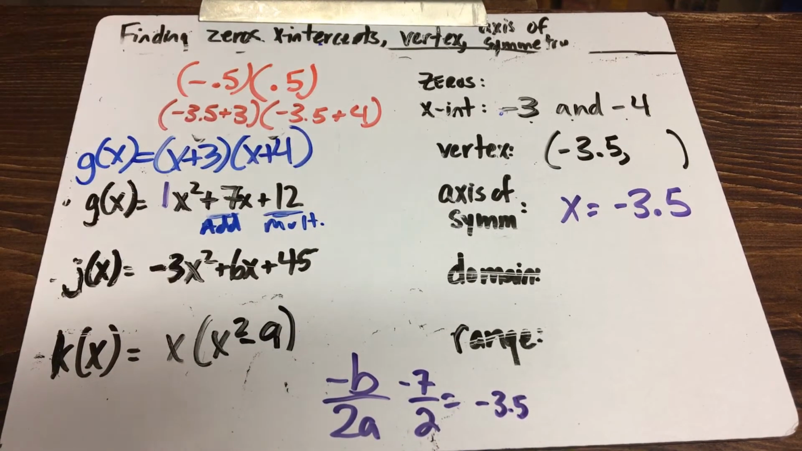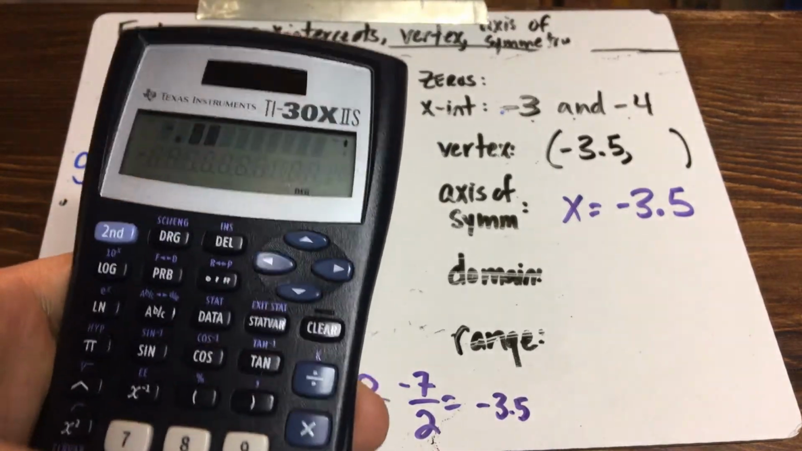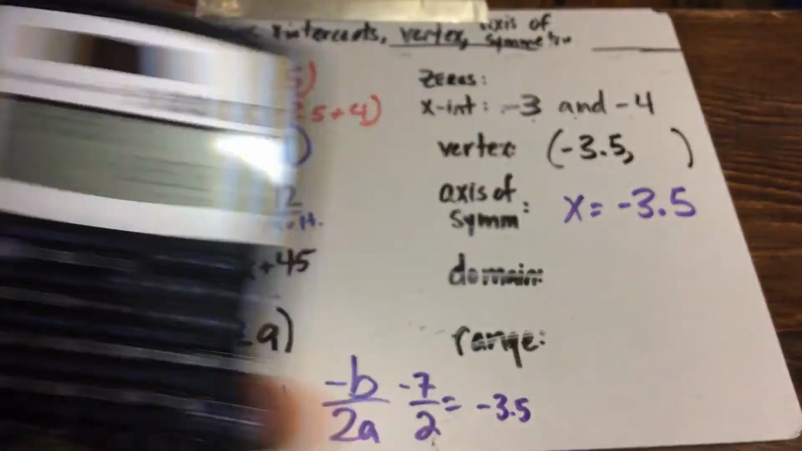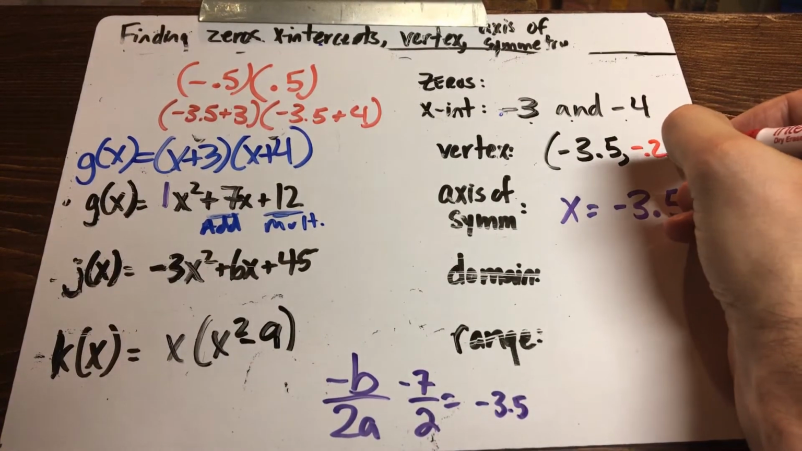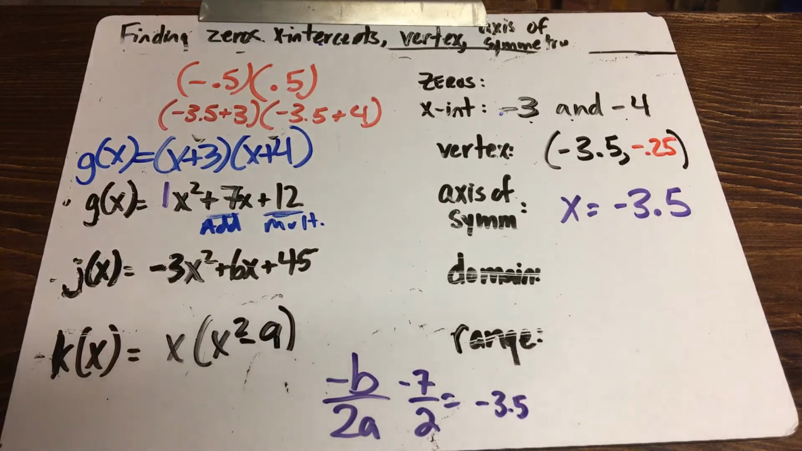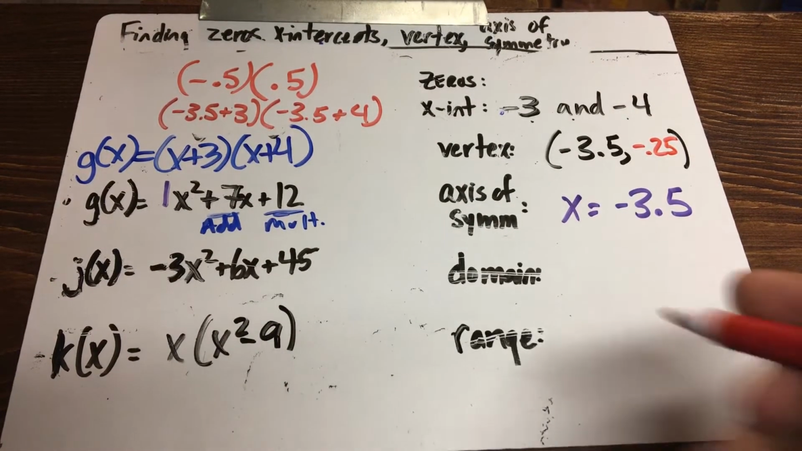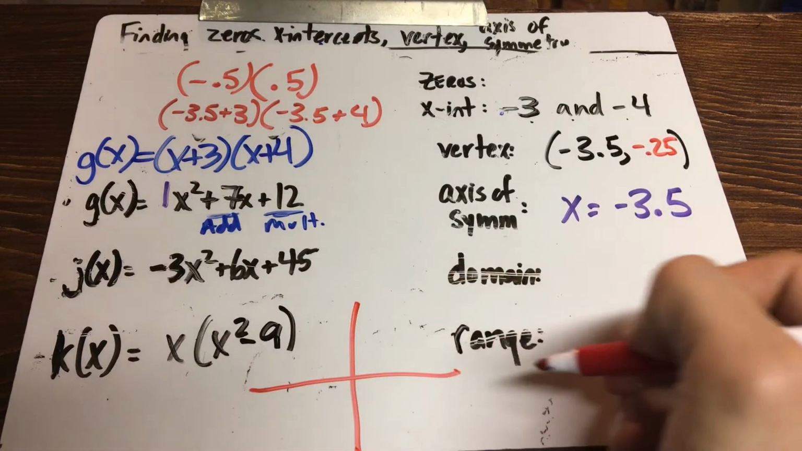You could use a calculator to check. And so I would have negative 0.5 times positive 0.5. I think that's negative 0.25, but I just want to double check. Negative 0.5 times positive 0.5. Yeah, it's negative 0.25. And so that means negative 0.25 or negative 1/4 is the second part of my vertex. So I could technically graph this, right? If I really wanted to, I could make my coordinate plane.